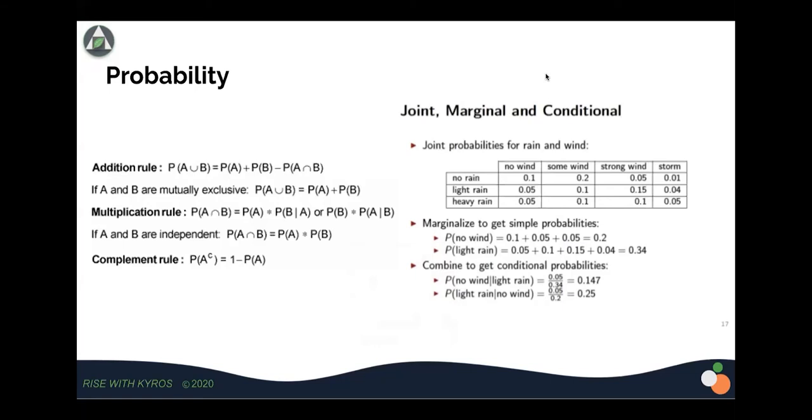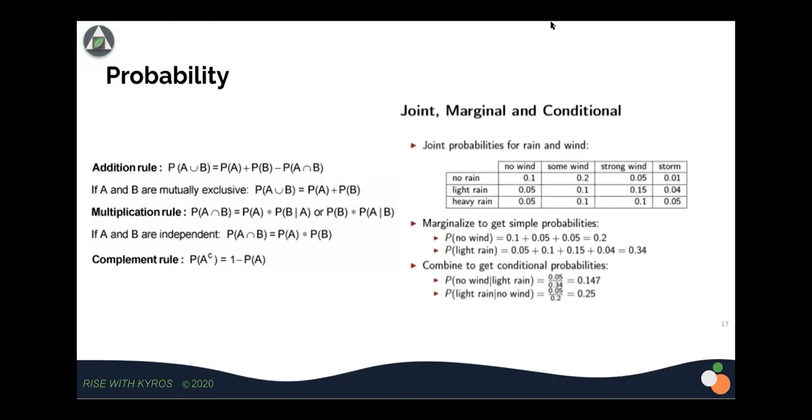So the probability of A intersect B, that means A and B, is the probability of A times the probability of B given A, or the other way around. And again, if they're independent, meaning that one happening does not affect the other, then the probability of A and B is just both of them multiplied together.